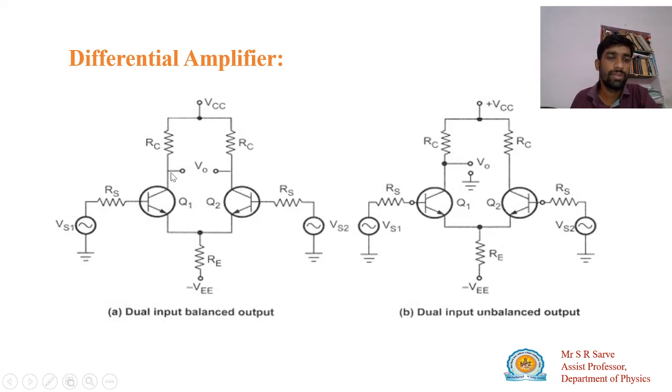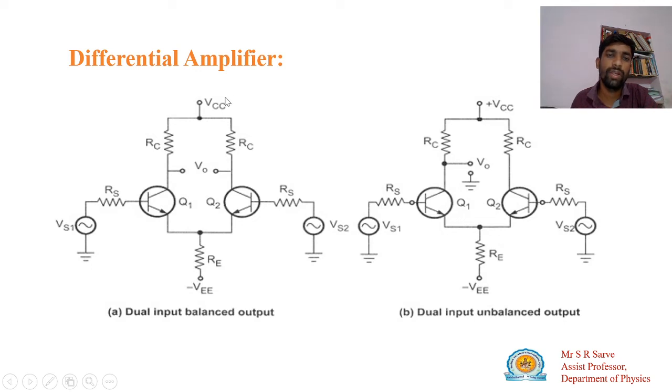Okay, so suppose this is transistor Q1, which is in common emitter mode, this is also in common emitter mode, and this is the resistance Re, which is common to both transistors, and it is applied to minus VEE. These are the biasing conditions, plus VCC and minus VEE.